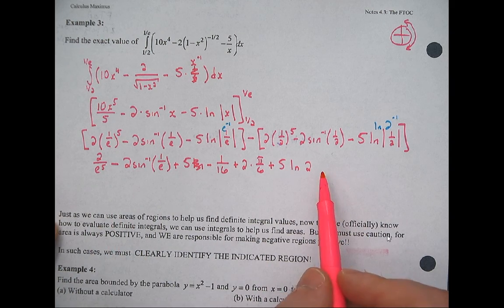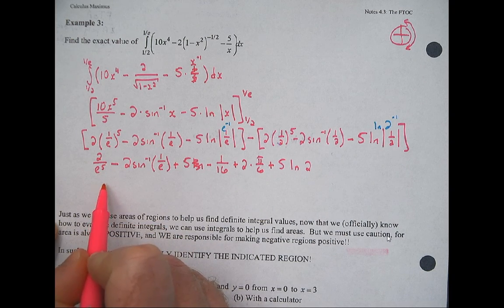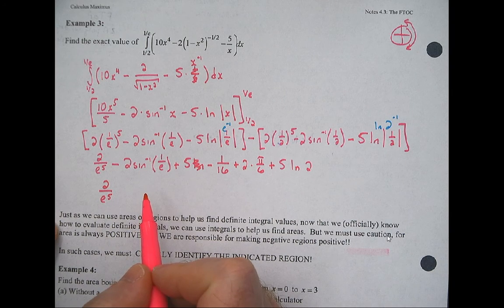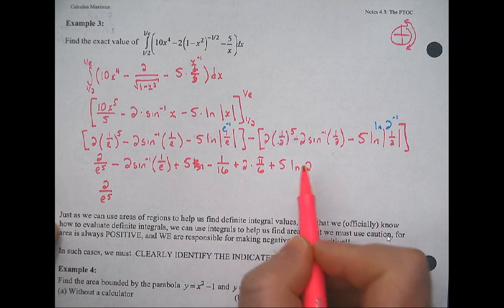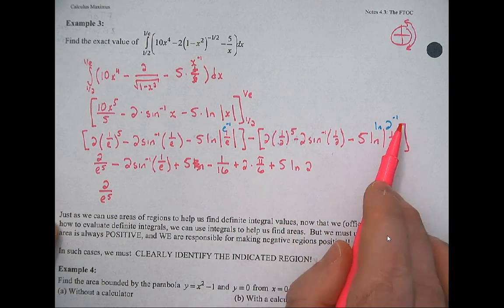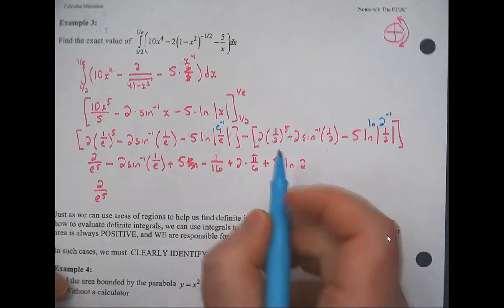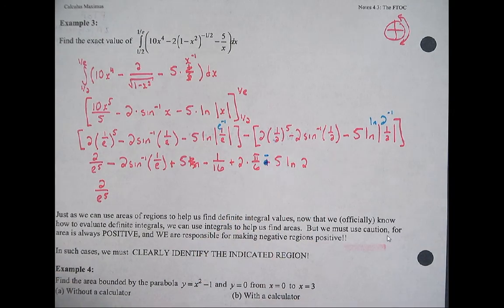All right, let's try to clean this up now. So I've got nothing I can do there. So 2 over e to the 5th. Wait a minute, I messed this one up. Something's throwing me here. I'm going to make that a positive, but then I've got to distribute that negative, don't I? So this is going to be a minus. Sorry about that. That's going to be a subtract.